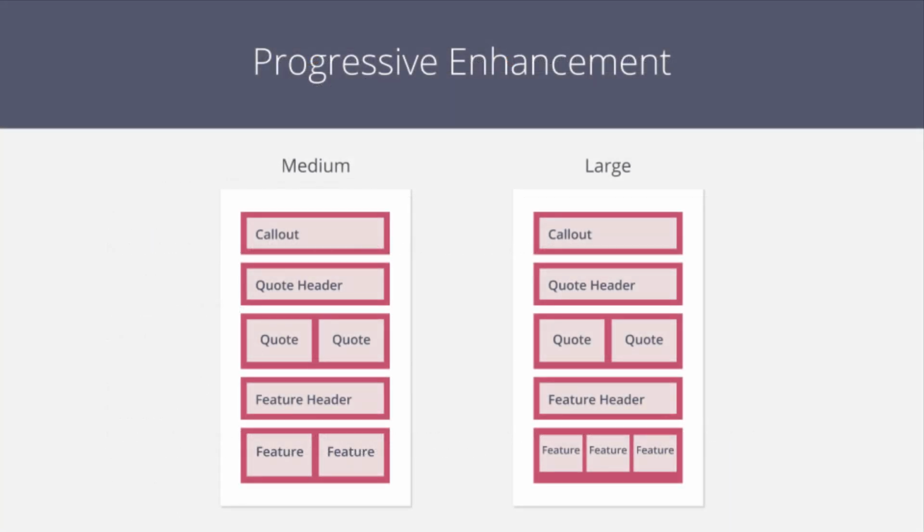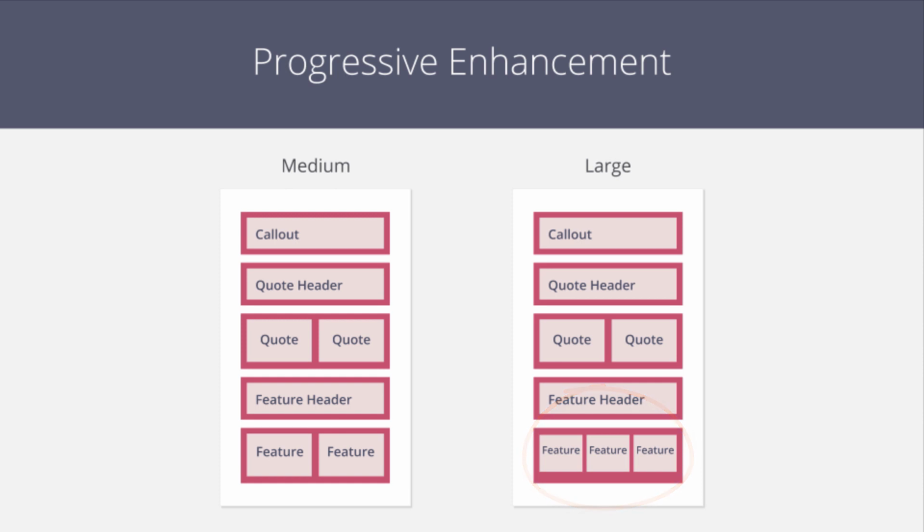Instead of a single column of information, both our quotes and our features will change to a side-by-side layout on both the medium and large resolutions. And notice that the only difference between medium and large is that we're going to hide one of the features on medium resolution and only show two, while on large we'll show all three.